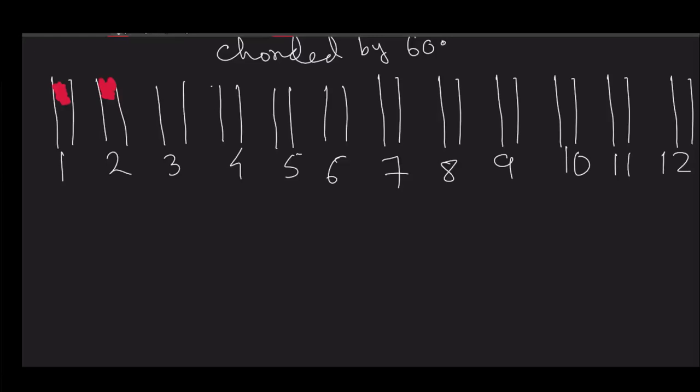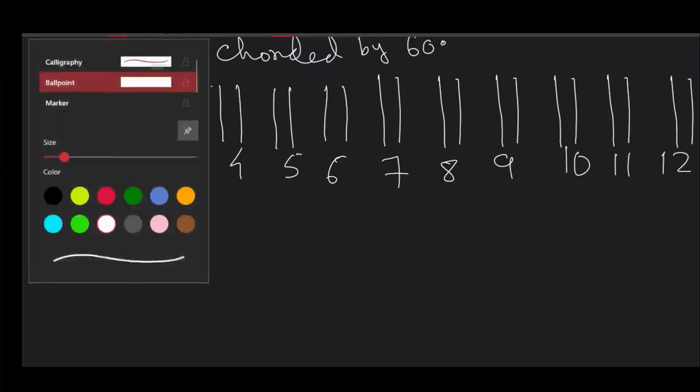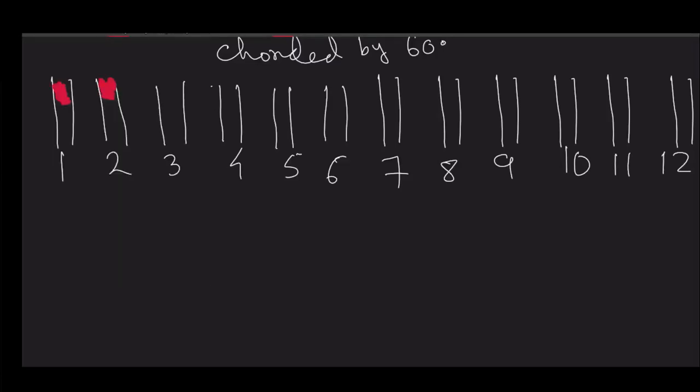So how to do that? Now, adjacent slot angle is 30 degree, so if we want 120 degree coil span, then the other end should be placed here at 5. For 1 it is 5 and for 2 it is 6.